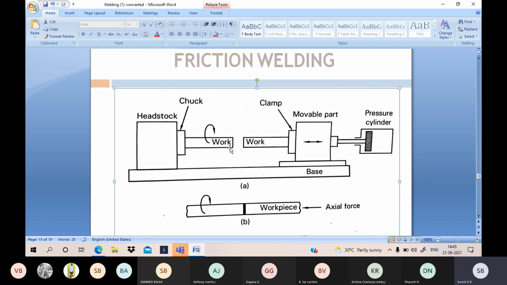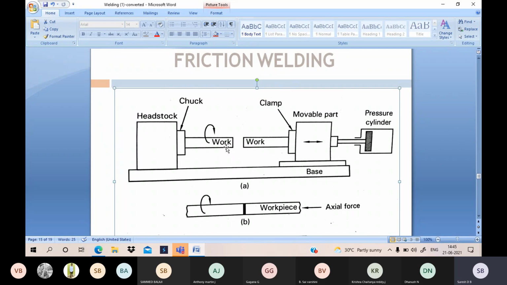Once this one rotates in the clockwise or anti-clockwise direction, the movable part moves toward the leftward direction. Once contact is made between the first and second workpiece, due to this rotation, friction is created between part 1 and part 2. Due to this friction, a small amount of heat, or sometimes, depending upon the speed, a maximum amount of heat is generated. Due to this heat, both the pieces are rigidly joined.